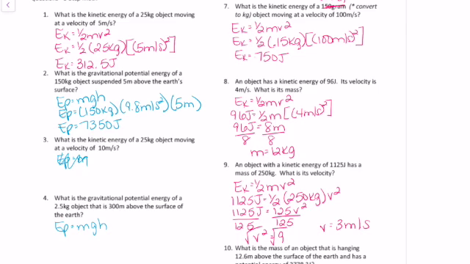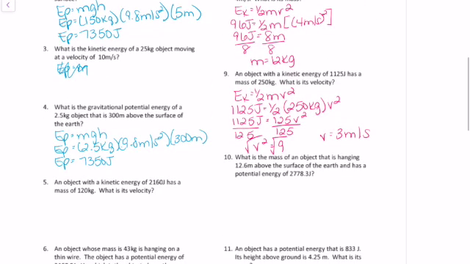So again, first step is always to write my equation, E sub p equals mgh, and then I'm going to substitute in what I know. My mass in this case is 2.5 kilograms. That 9.8 meters per second squared does not change, and my height is 300 meters. Again, busting out my trusty calculator, I'm going to multiply straight across to get my final potential energy, which for this problem is going to be 7,350 joules.